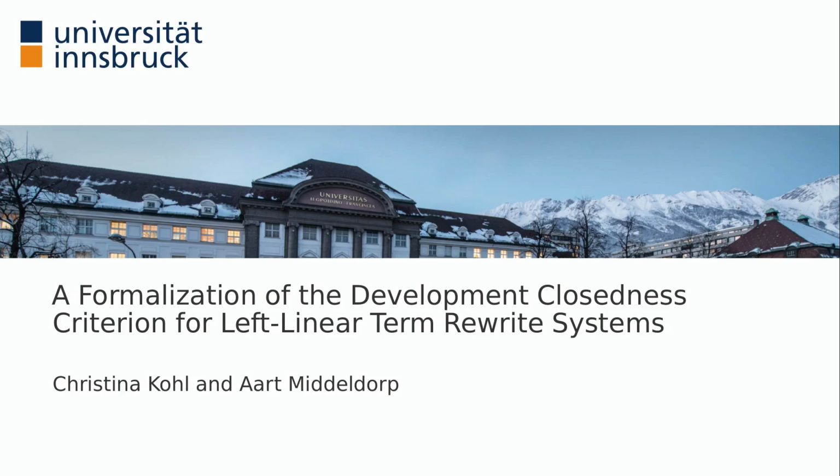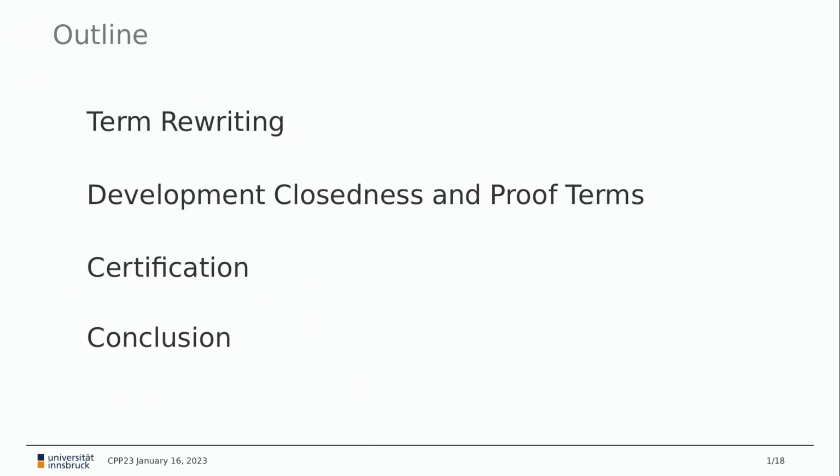Okay, thank you. I'm a PhD student at the Department of Computer Science of the University of Innsbruck, and this work I did together with my supervisor, Aart Middeldorp. The title is maybe quite complicated, but it's a basic result in the area of term rewriting that we formalized in a proof assistant, Isabelle. The result that we formalized is a confluence criterion, called the development closedness criterion, and it works for left linear term rewrite systems.